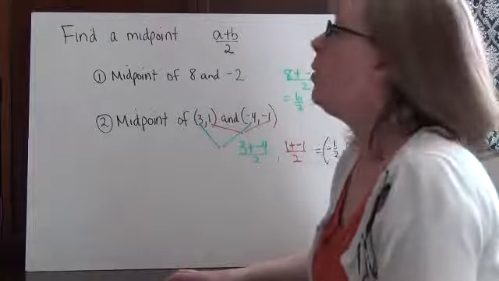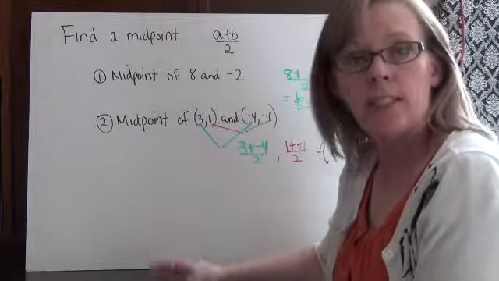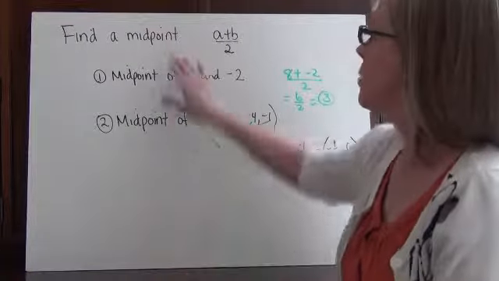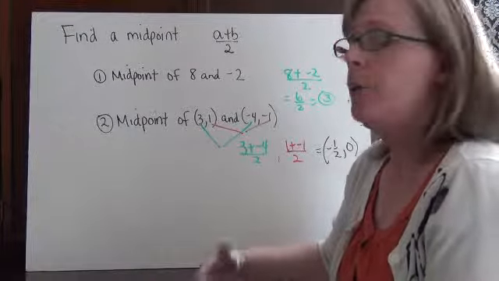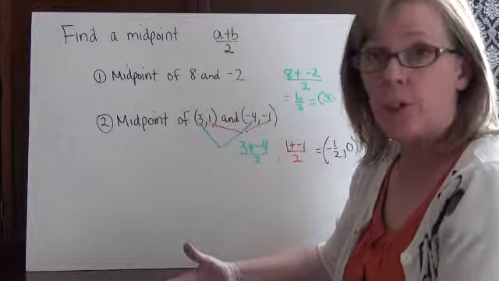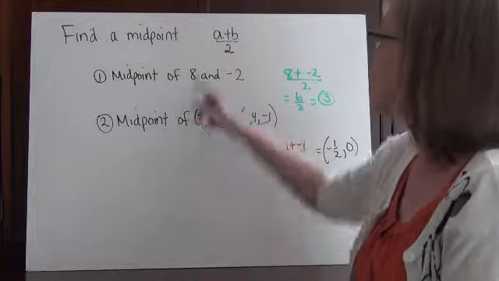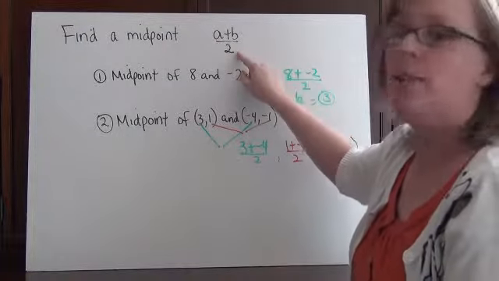Okay, this is a review video on how to find a midpoint or find distance between 2 points. So midpoint is just what you would expect. It's the middle. Anytime we need to find the middle of something, or the average, or the mean, those all mean the same thing: we add the numbers together and divide by 2.